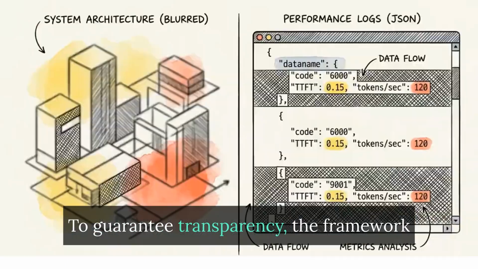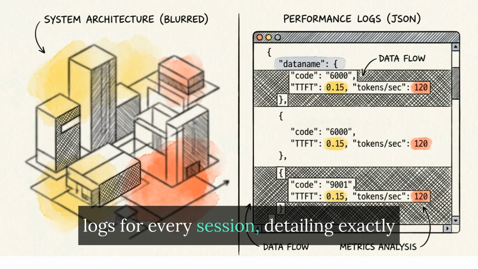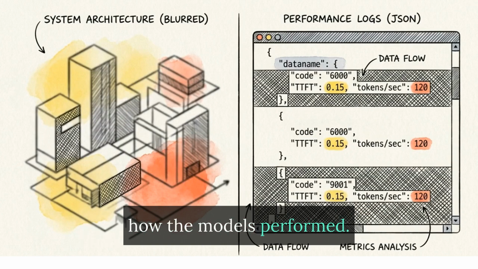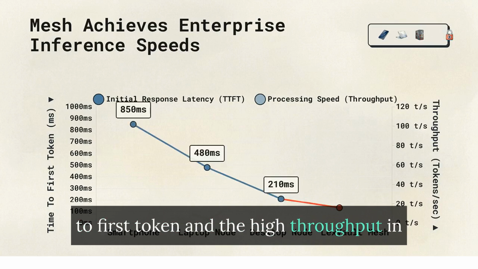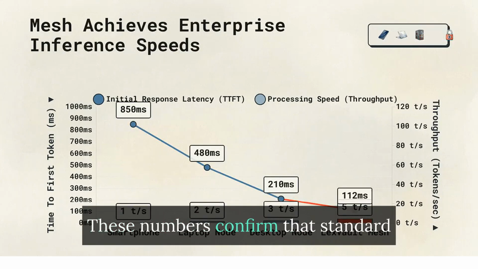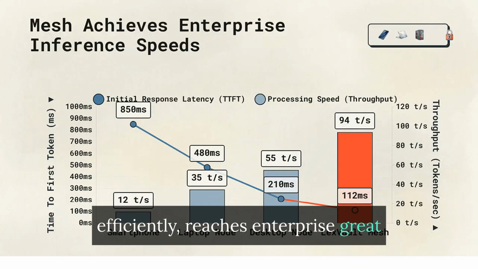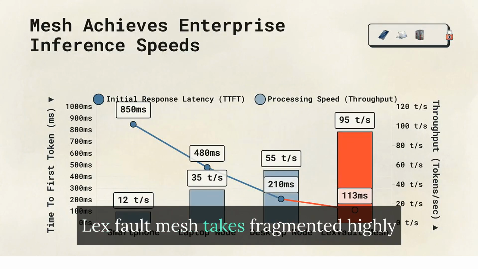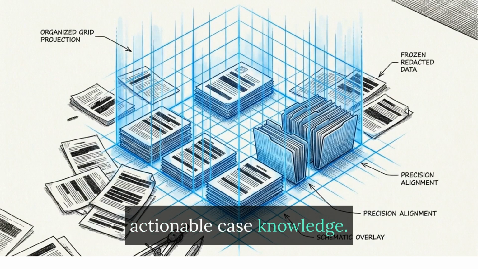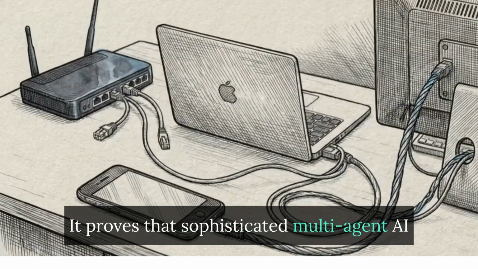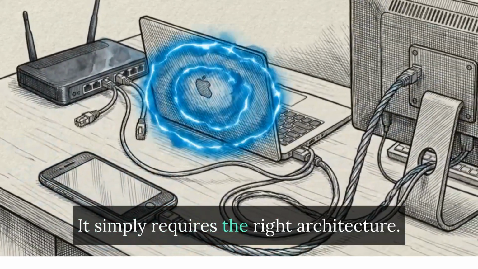To guarantee transparency, the framework automatically generates reproducibility logs for every session, detailing exactly how the models performed. The critical metrics here are the low time to first token and the high throughput in tokens per second. These numbers confirm that standard consumer hardware, when networked efficiently, reaches enterprise-grade inference speeds. LexVault Mesh takes fragmented, highly restricted evidence and structures it into actionable case knowledge. It proves that sophisticated, multi-agent AI reasoning doesn't require a cloud connection at all. It simply requires the right architecture.